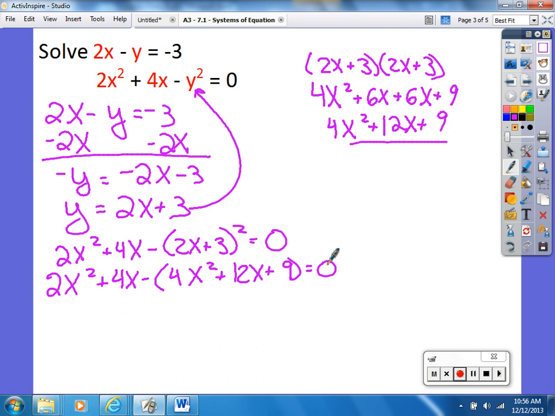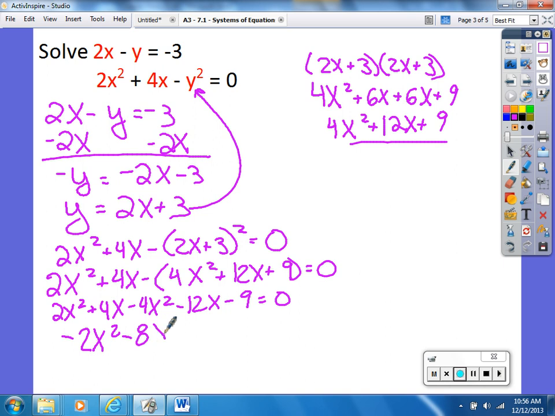If I do that, I'm more likely to remember to distribute that negative sign to every single thing. Okay? It doesn't just go with the 4x squared, it goes to all three of those. So now I'm going to have 2x squared plus 4x minus 4x squared minus 12x minus 9 equals 0. So I'll simplify. Negative 2x squared, negative 8x, negative 9 equals 0.